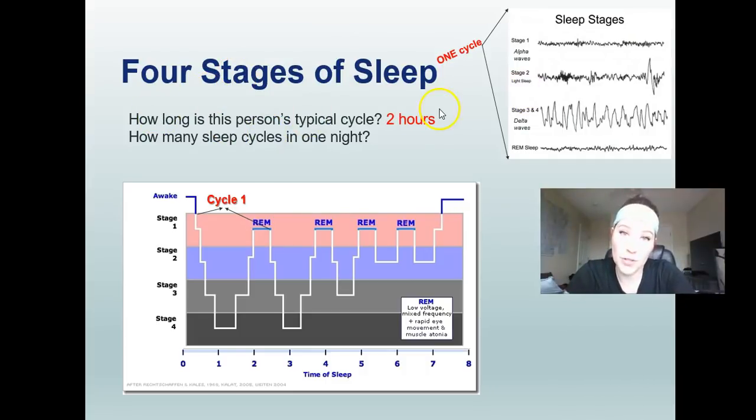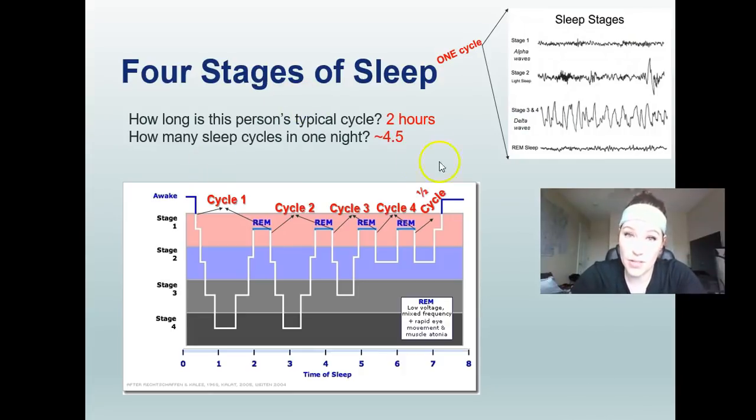How long is this person's typical cycle? 2 hours. How many sleep cycles do they get in one night? Well, if we walk through all this, that's around 4.5. So this person, in an 8-hour period, gets 4.5 cycles, whereas the person who has a 90-minute cycle length gets about 5.5. But if you're not spending your cycles in deep sleep, then it changes the importance of how many cycles you have, right? So this person has had about 4.5. So you can map out where they begin and where each one ends based on the loops here.